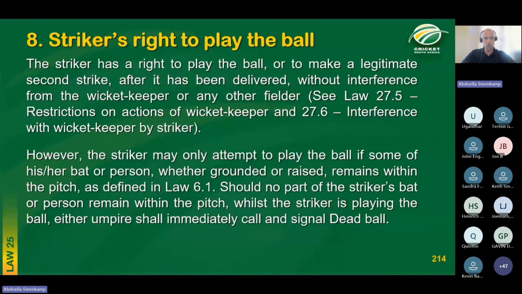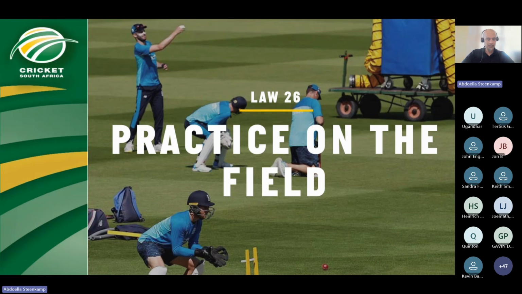If the striker does go off the pitch to play at the ball, you, the umpire, need to intervene. How do you intervene? You need to call and signal dead ball. The striker needs to stay on the pitch to play at the ball. As soon as the striker goes off, please intervene and call and signal dead ball.